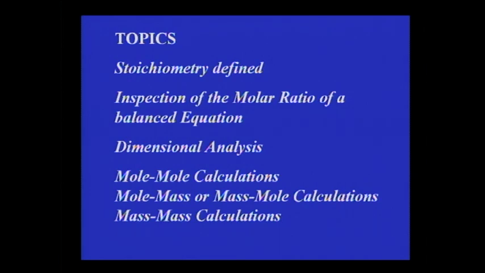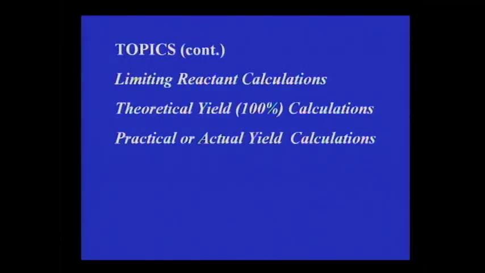We will do, for instance, simple calculations based on just simple or plain mole-mole relationships, then mole-mass or mass-mole calculations, and then mass-mass calculations, which involve a few more conversion boxes or ratios, meaning a few more steps. And then we will deal with the limiting reactant problems, and we'll learn about the theoretical or 100% yield and the practical or actual yield that we can expect for a new product that we form that we're interested in finding out about.